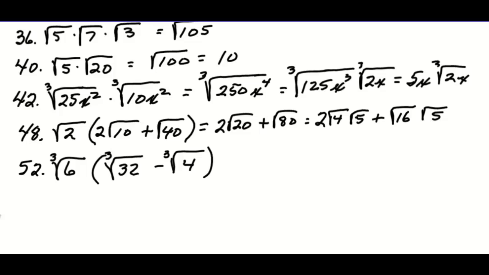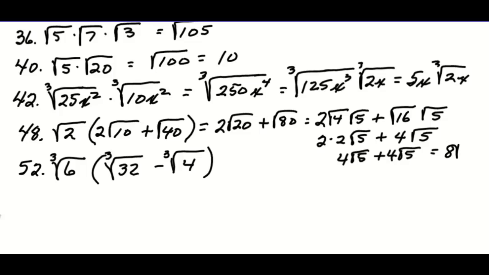Well, now the square root of 4 is just 2. So what I end up with is 2 square root of 5 plus 4 times the square root of 5. Or 4 times the square root of 5 plus 4 times the square root of 5, and that's equal to 8 square root of 5. All right? The last one we have, number 52.